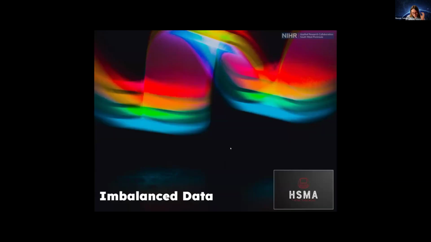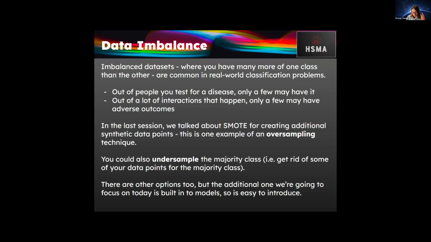So, imbalanced data. As I say, bit of a whistle-stop tour. You'll be pleased to know there's only 15 minutes left, and we're getting towards the end of this section. Imbalanced data sets, where you have lots more of one class than the other, are common in real-world classification problems. When you test people for a disease, only a few will probably have it. Out of a lot of interactions that happen, only a few may end up having adverse outcomes.